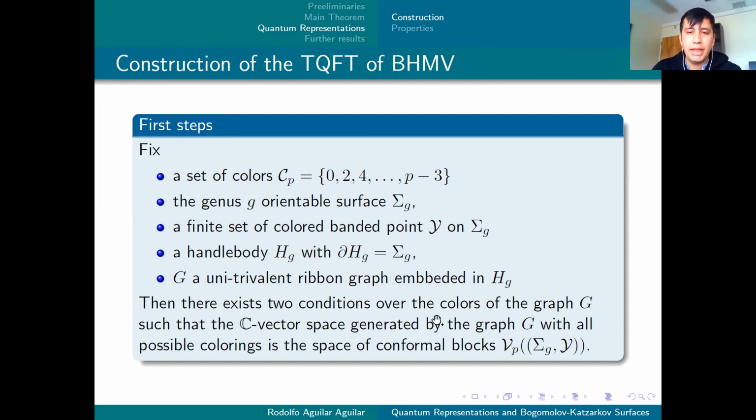So I got that the C vector space generated by this graph with all the possible colorings is the image of the functor in the TQFT of BHMV, for this P, the functor that I described in the previous slide. And this space is going to be called the space of conformal blocks.